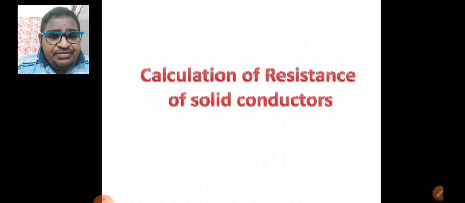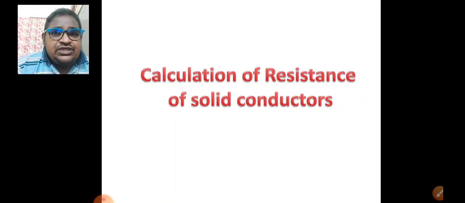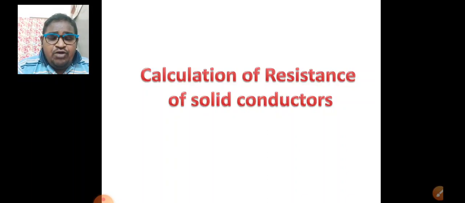Now, what do you mean by solid conductor? In our previous discussion, we already discussed the solid conductor. Solid conductor in the sense, single wire conductor. A single wire conductor is called a solid conductor. Therefore, how can we find the resistance of the single wire?